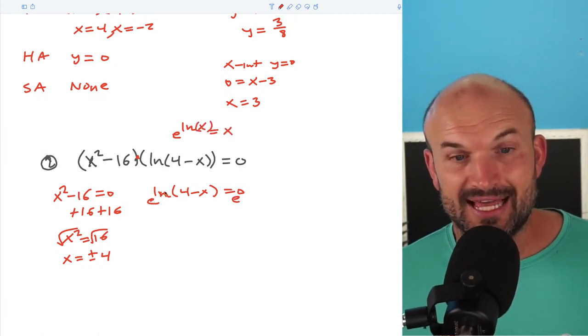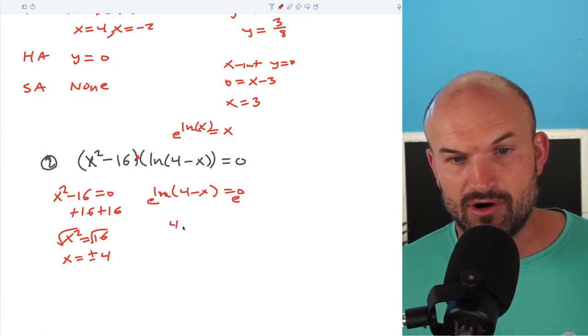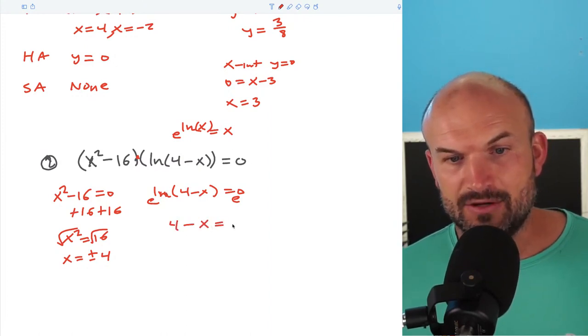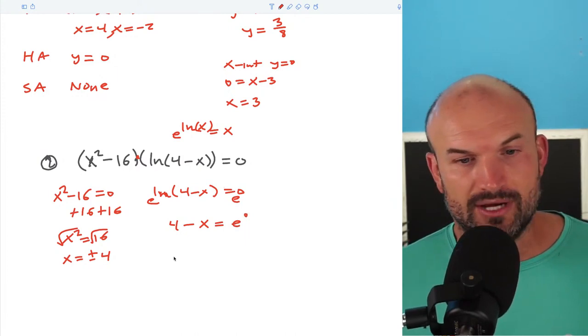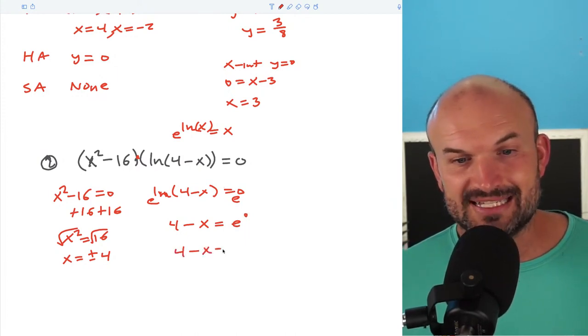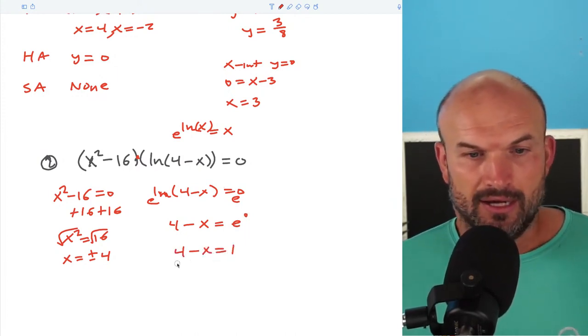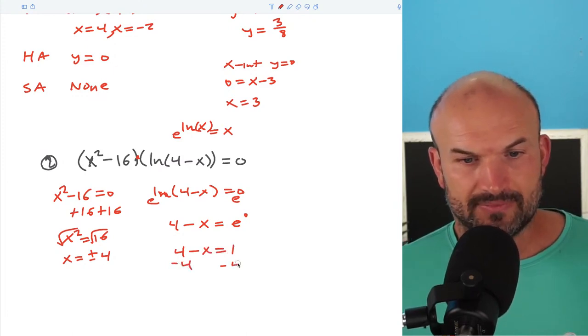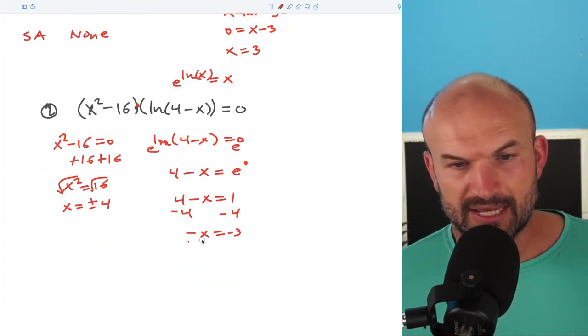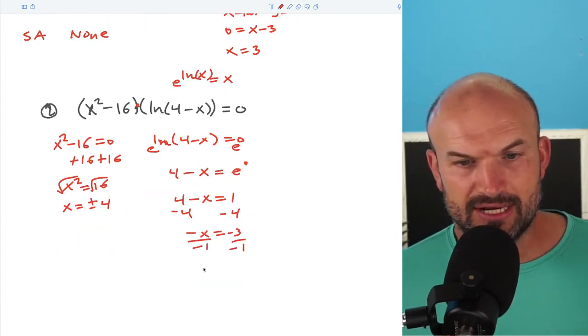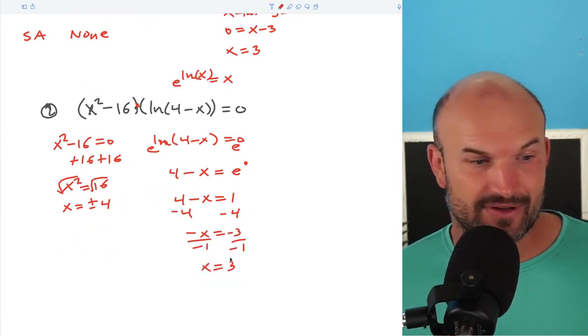So therefore, e raised to the ln of an argument is just going to be 4 minus x equals e to the 0. Now, anything raised to the 0 power is just going to equal 1. So 4 minus x is equal to 1, and then I can subtract 4, and I get negative x is equal to negative 3, and divide by negative 1, divide by negative 1, x equals a positive 3.